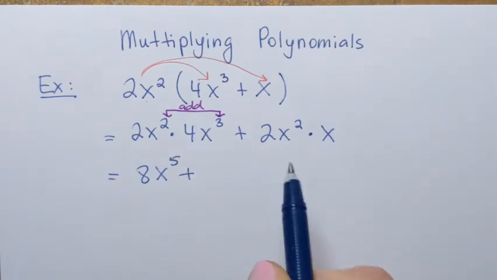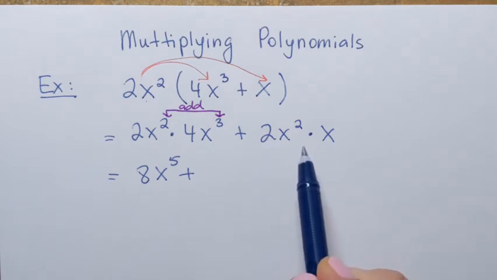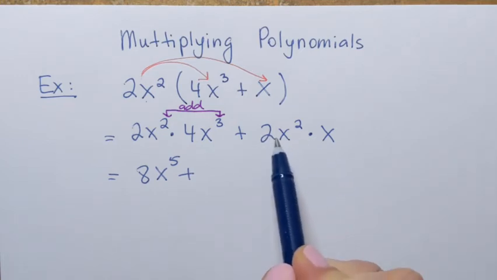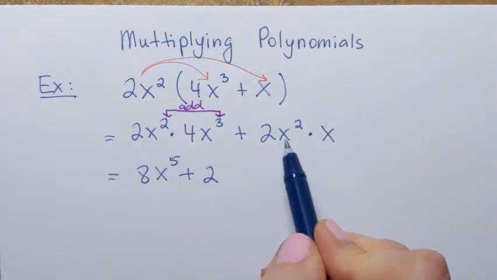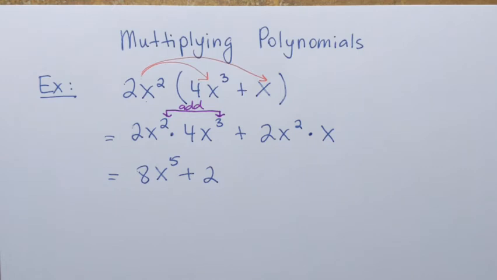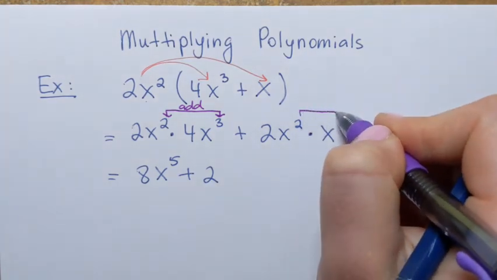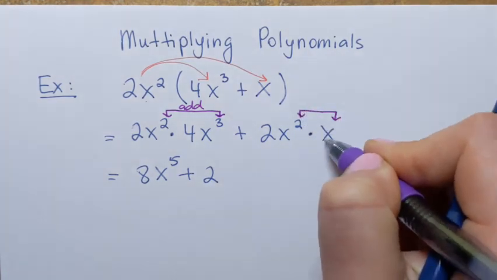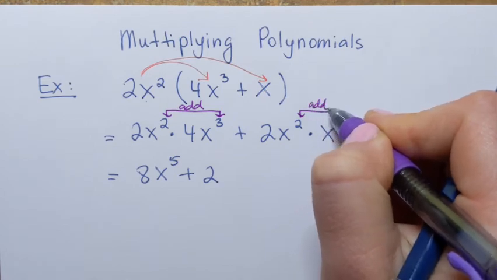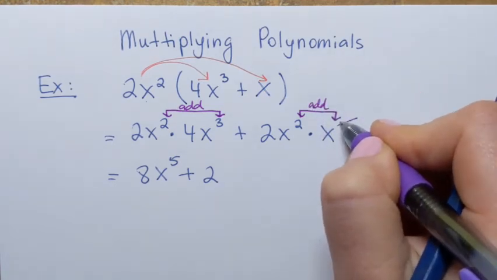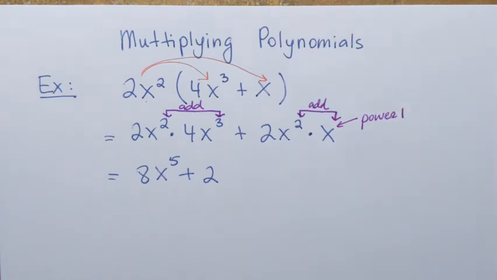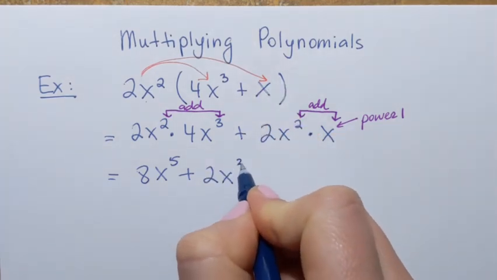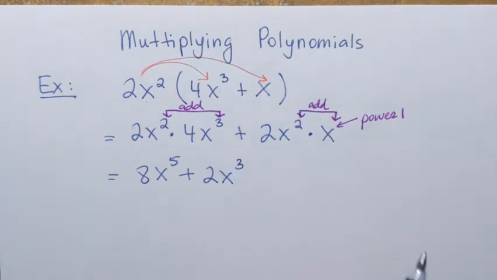And next, I'll have to multiply again number by number, but I don't have 2 numbers here, I only have 1, so it's just going to stay as 2. And then once I multiply variables, same thing, I have to add their powers. But what is the power of that second x? Since it's not visible, it's power 1. So when I add the powers 2 plus 1, I'll get x to the third power. And that's going to be the answer.